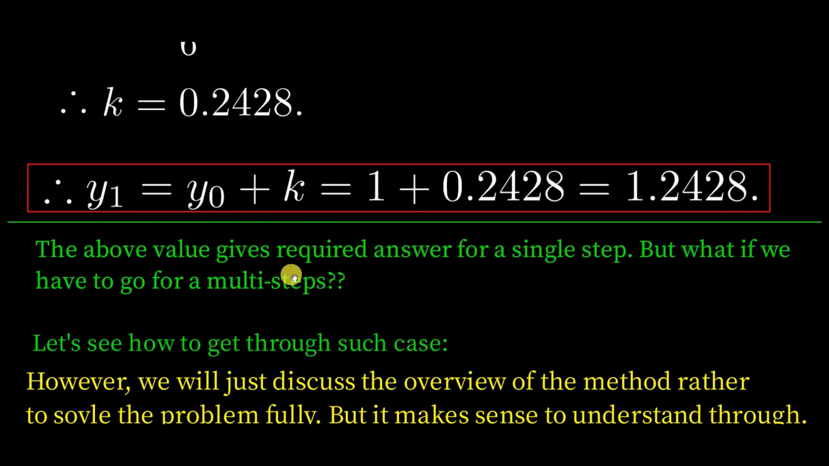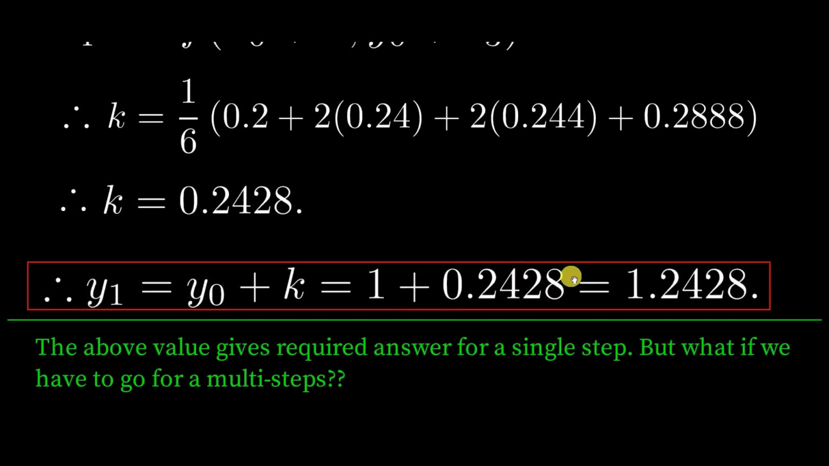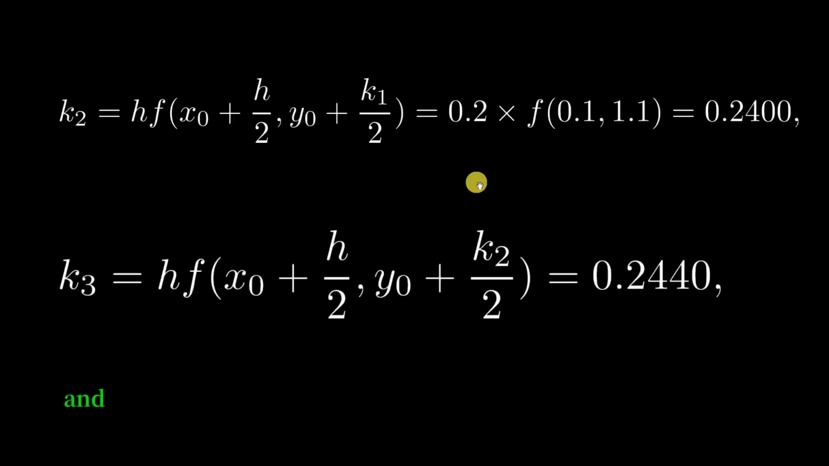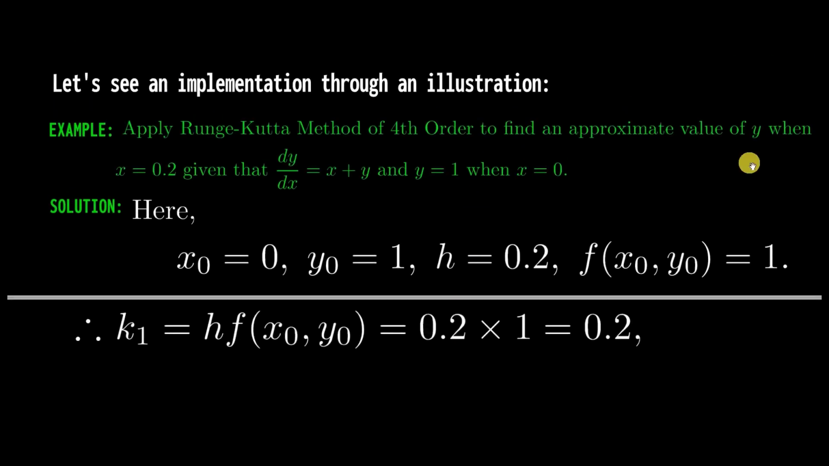But what if we have to go for multi-steps? See, basically, what do we mean by single step and multi-step? From the statement, if you recall, we are given x equal to 0 and we are asked to find the value at x equal to 0.2, right? So without further thinking, we straightforward took the value of h as 0.2, right? And hence this was only a single step. You have directly jumped from 0 to 0.2.